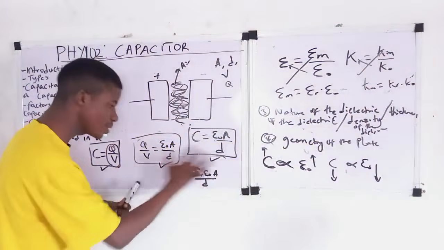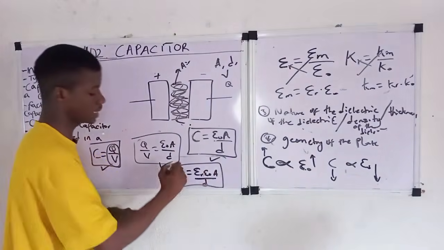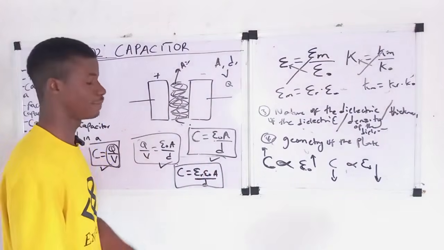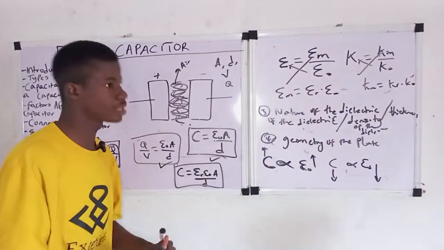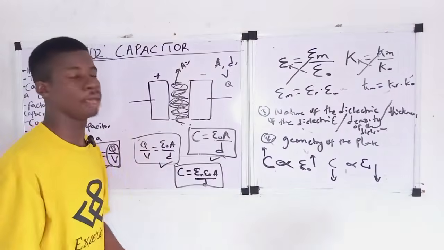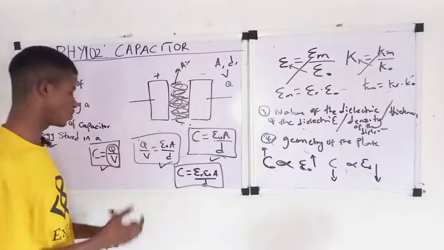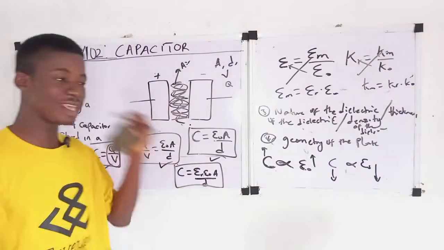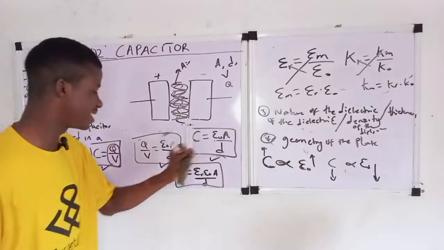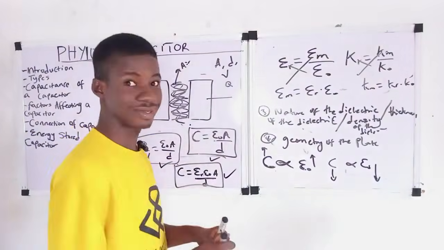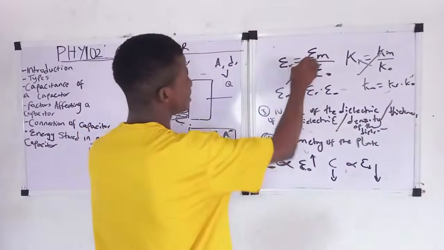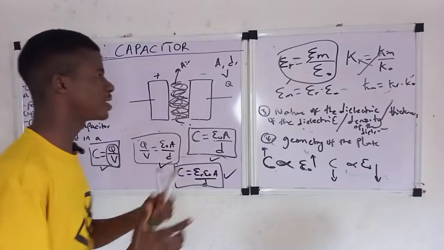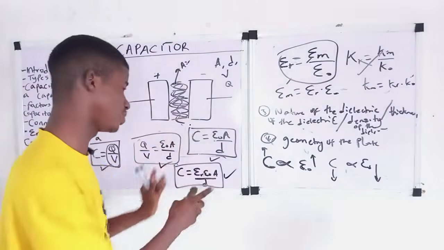We use this formula when the dielectric is a material medium, like glass, ceramics, or paper. But when it is air, we make use of this one. In total, I've given you five formulas so far. So take note of them. That is all about factors affecting the capacitor.